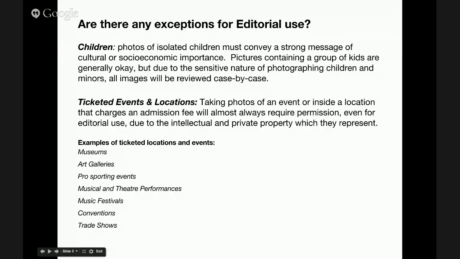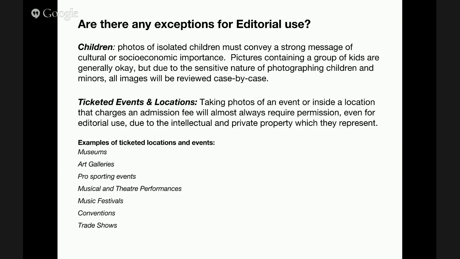The other exception is ticketed events and locations, and this is mostly professional sports, the matches, the venues, performances, Broadway shows, concerts, this kind of thing. If there's an event or a location, a museum that charges an admission fee, then they generally have restrictions in place for photography. Check their website, check the back of your ticket, or just ask the person at the door. The question you want to ask them is: is commercial photography allowed here?